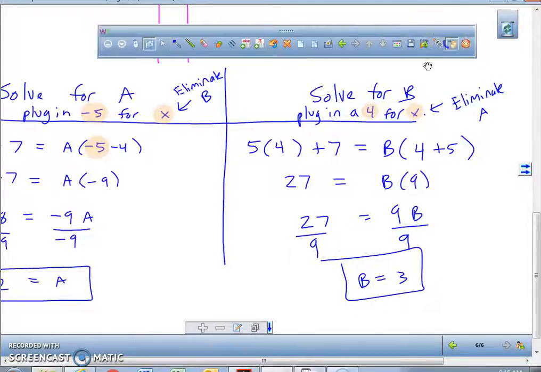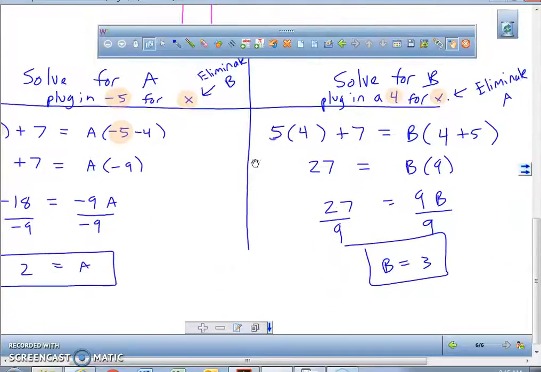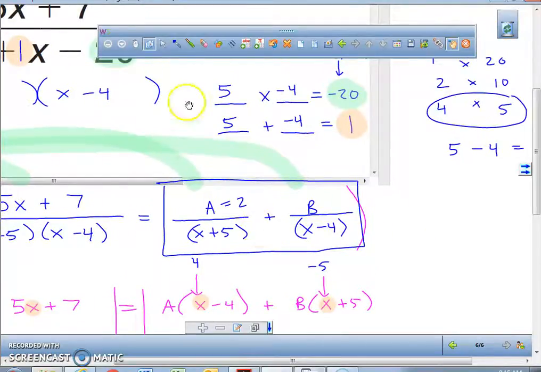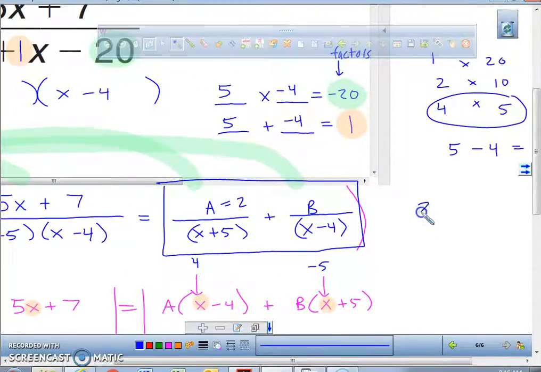Now, what I'd like you guys to do for your final answer: now you know what A is, and now you know what B is. Here's your final answer. I'm going to move it right over here so you can see how I set it up. My A was equal to a 2, and that's over x plus 5. Plus, my B was equal to a 3, and that's over x minus 4.